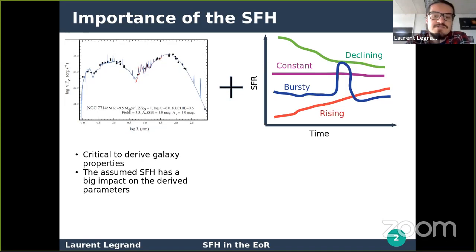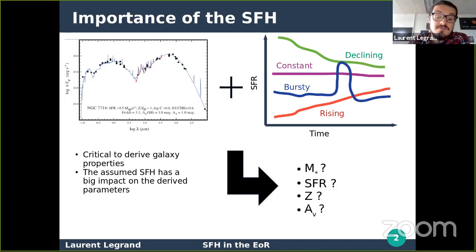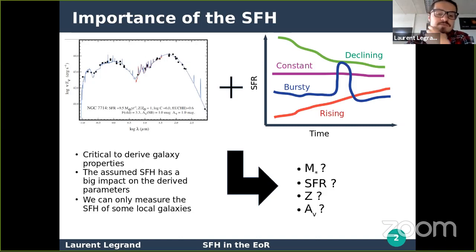And this allows us to derive a variety of properties for high redshift galaxies, such as the stellar mass, the star formation rate, or the metallicity. However, we've seen that multiple forms of the star formation history, such as constant or rising, have been used because we can only measure the star formation history of some local galaxies. So what we want to do here is provide a prescription for the star formation history of these galaxies.